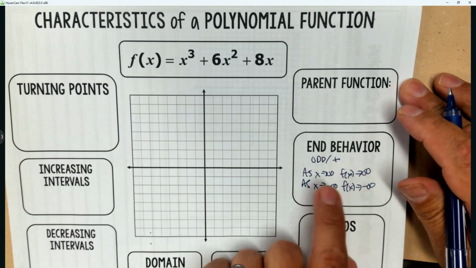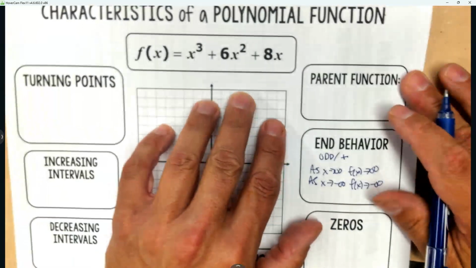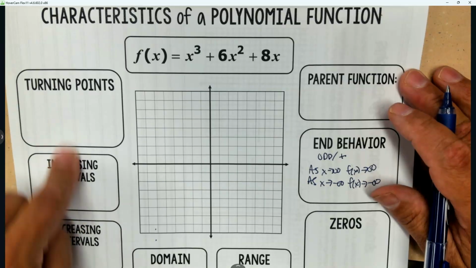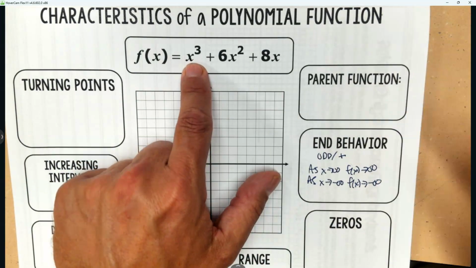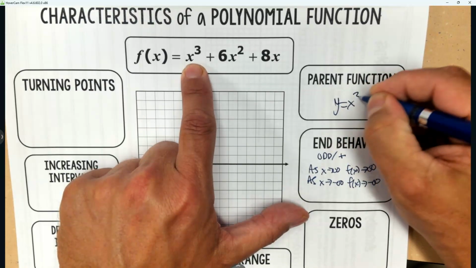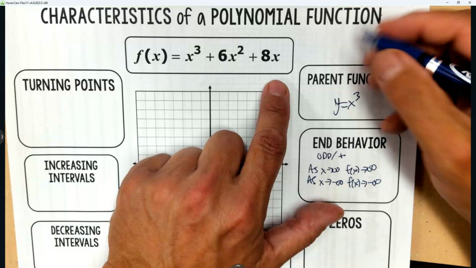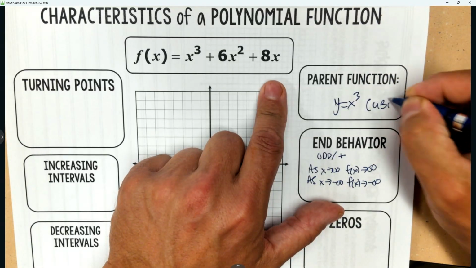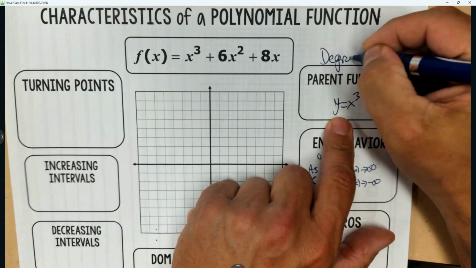So the right end is up and the left end is down. That's the first thing I recognize. What else could I do here? These turning points and increasing, I need Desmos for. The parent is just the very first term, which is x cubed. That's the most simple form of this, and we would call this a cubic because the degree is 3. We can write that down too.